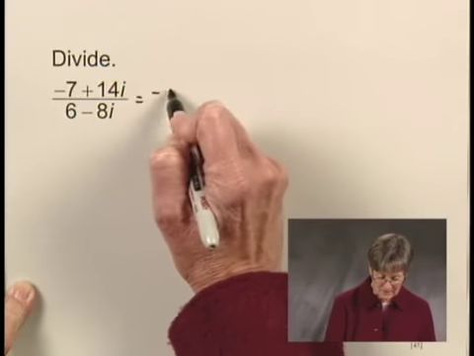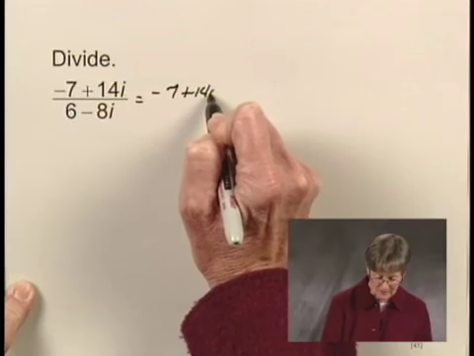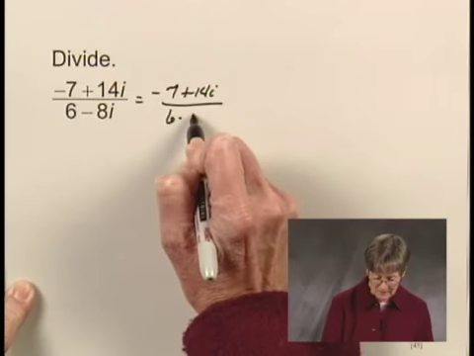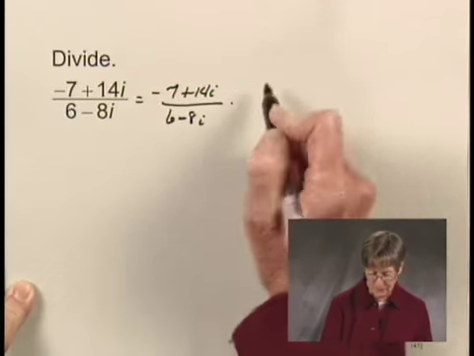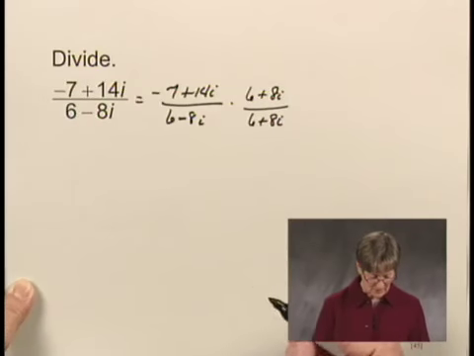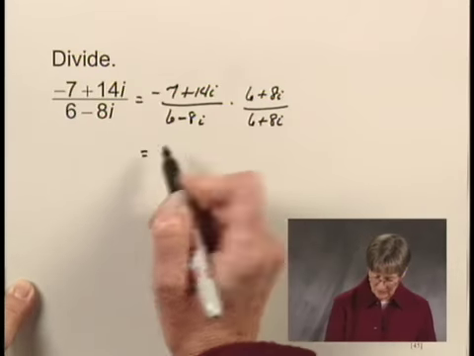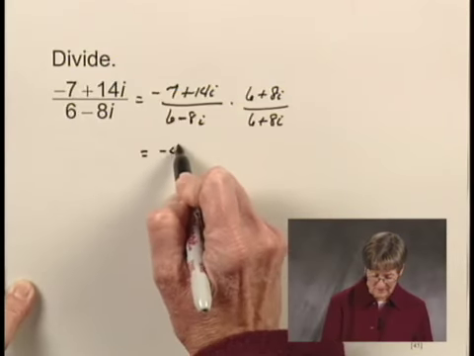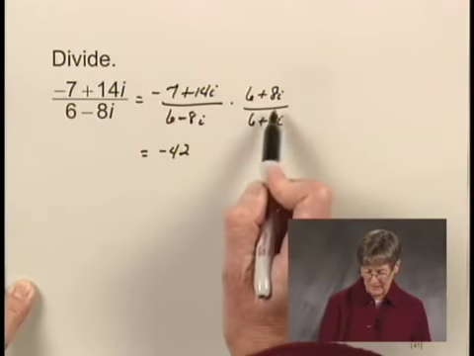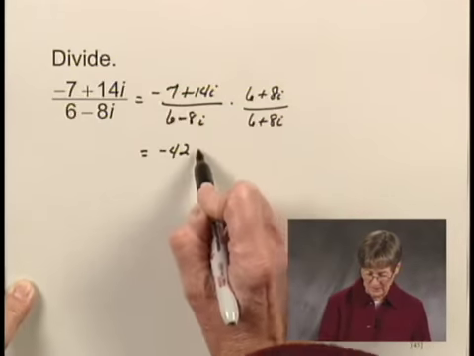So I'm going to say (-7 + 14i) over (6 - 8i) is equal to that times (6 + 8i) over (6 + 8i). And now I'm just going to carry out the multiplication. I'm going to use FOIL in the numerator. Negative 7 times 6 is negative 42. Then I have negative 7 times 8i, which is negative 56i.